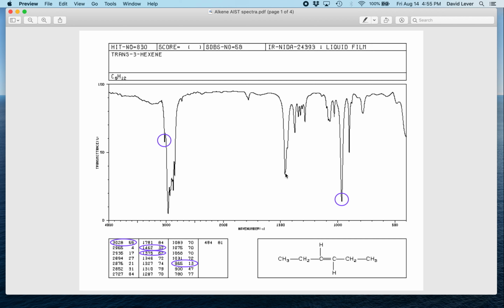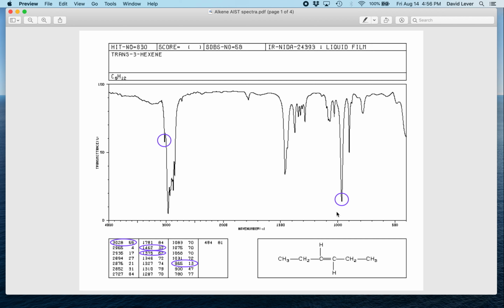You'll notice we've got a CH2 scissor here at 1462 with 32%. We've got our methyl rock at 1375. I would expect to see those, but you'll also notice we don't have a peak at 1600 at all. Because this is very symmetrical, there's no significant dipole change when you stretch the carbon-carbon double bond. So the trans alkene typically does not show that carbon-carbon double bond stretch in the 1650-ish range that you'll see for the vinyl group and for other substitution patterns.